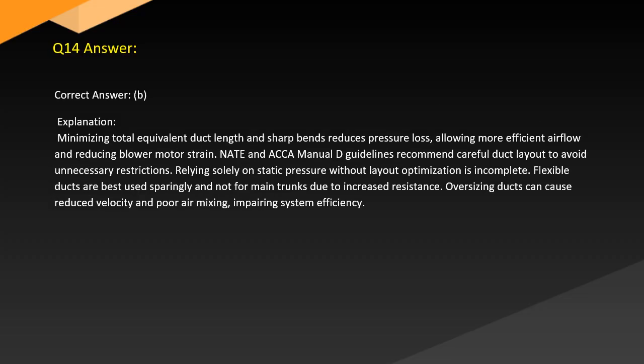Answer. Correct answer: B. Explanation. Minimizing total equivalent duct length and sharp bends reduces pressure loss, allowing more efficient airflow and reducing blower motor strain. NATE and ACCA Manual D guidelines recommend careful duct layout to avoid unnecessary restrictions. Relying solely on static pressure without layout optimization is incomplete. Flexible ducts are best used sparingly and not for main trunks due to increased resistance. Oversizing ducts can cause reduced velocity and poor air mixing, impairing system efficiency.